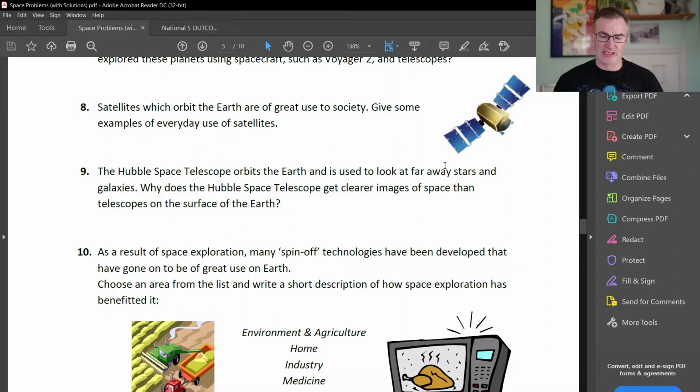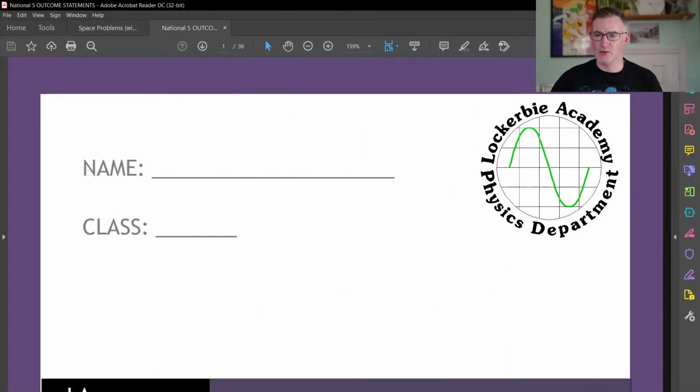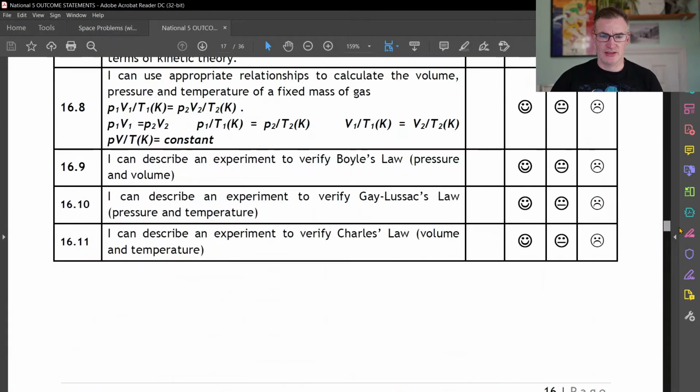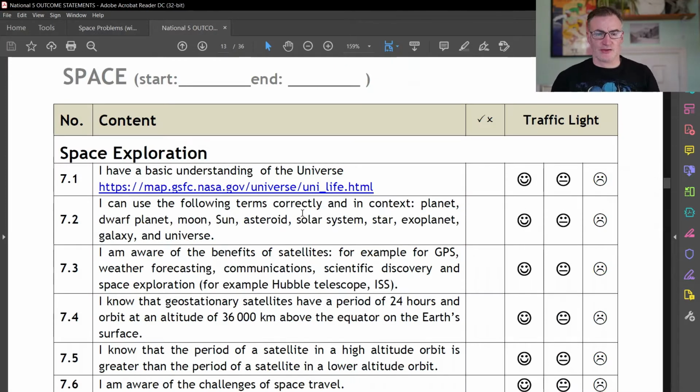Okay, so let's get started, and the first thing that we'll do is go and look at the learning outcomes and see what we're actually going to be doing in this. So we're going to chapter 7, space and space exploration. So I have a basic understanding of the universe, and I'll come back to that. I'm not going to do this in the correct order here. The basic understanding of the universe will come at the end when we're talking about Big Bang Theory and all of these things. But we're starting off with: I can use the following terms correctly, and in context: planet, dwarf planet, moon, sun, asteroid, solar system, star, exoplanet.